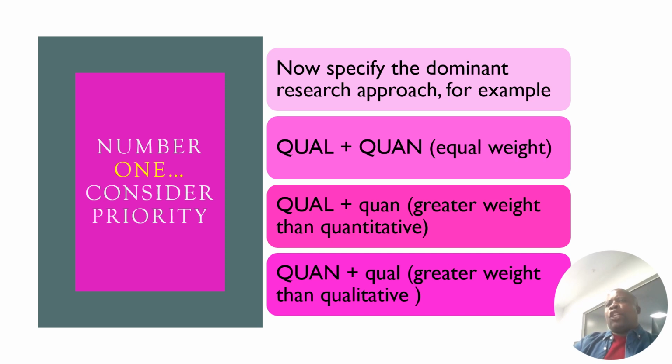So by doing that, you are actually telling us your priority, which research approach is going to be the dominant research approach. That is what you are addressing by writing these formulas. So it's very important for you to take note that whenever you are using mixed method, you can choose one approach to be dominant, or you can choose all approaches to carry equal weight.